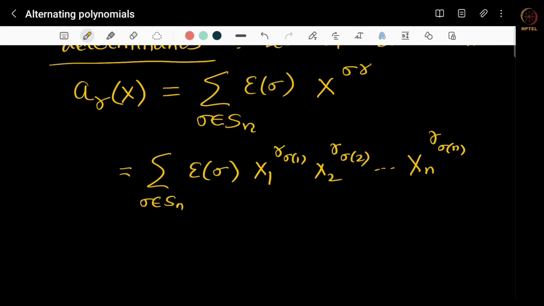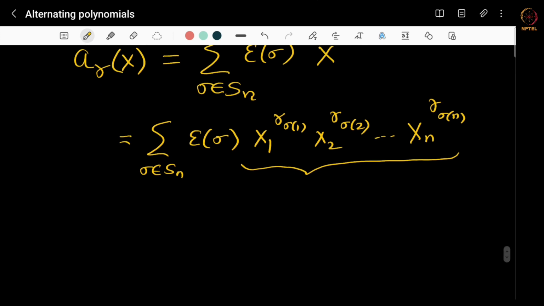Now this is a sum over sigma of epsilon(sigma), the sign of sigma, times x^{sigma gamma}, right, this is by definition. Now what's that? It is epsilon(sigma) times x1 to the gamma_{sigma 1}, x2 to the gamma_{sigma 2}, and so on.